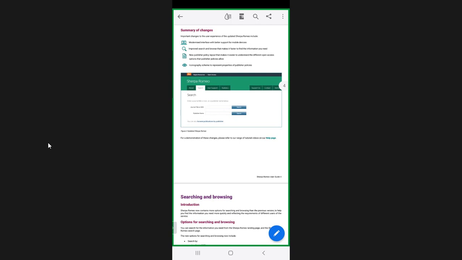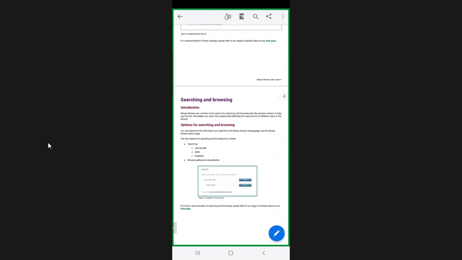And Sherpa Romeo also publishes a list of predatory journals, so that people can avoid them. So this is the history. Look, the searching procedure is like that. You can add the title of the journal and search it. You can search with the ISSN, or you can search with the publisher.